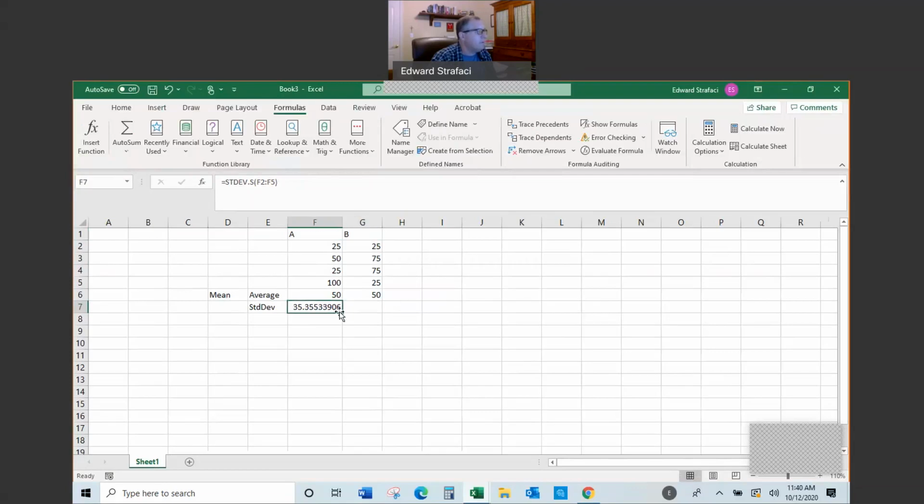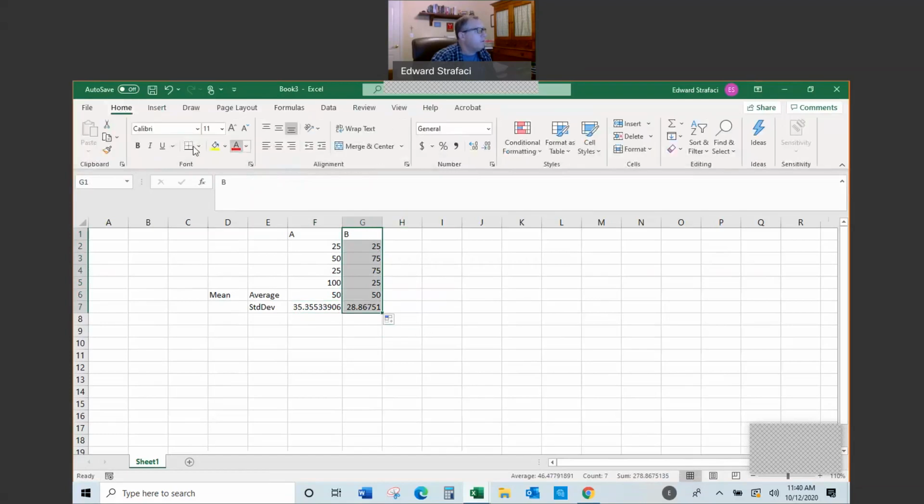Let's see what the number is for this company. 28. This is obviously the lower risk company because my deviations from my average are lower. Within 65% of the time, I'm going to be 50 plus 28, which is 78, or 50 minus 28, which is 22. Or I'm going to get a bigger dispersion here. And that's why standard deviation allows us to normalize risk and understand the risk of my stock.